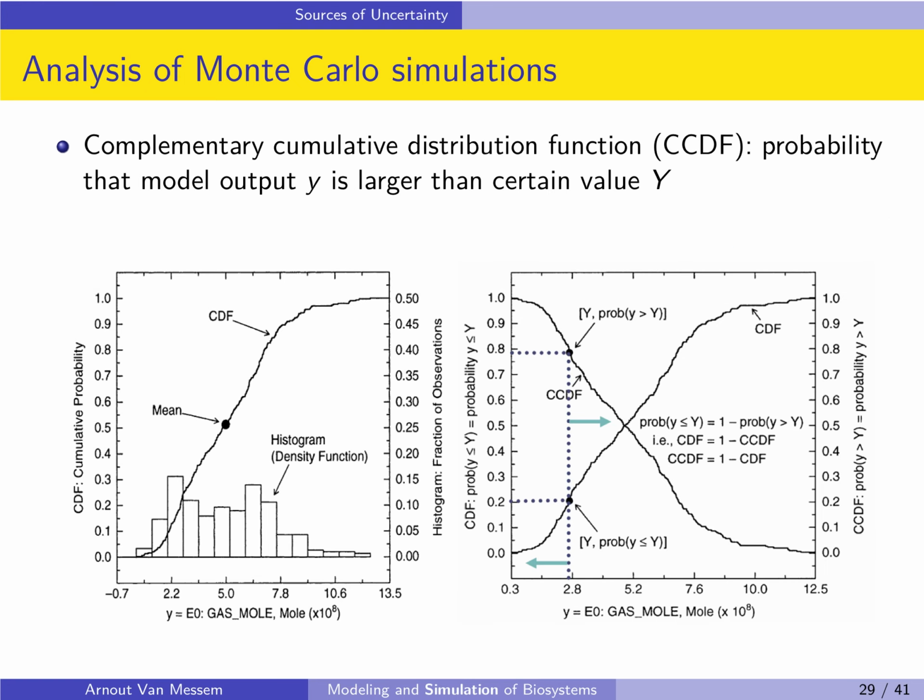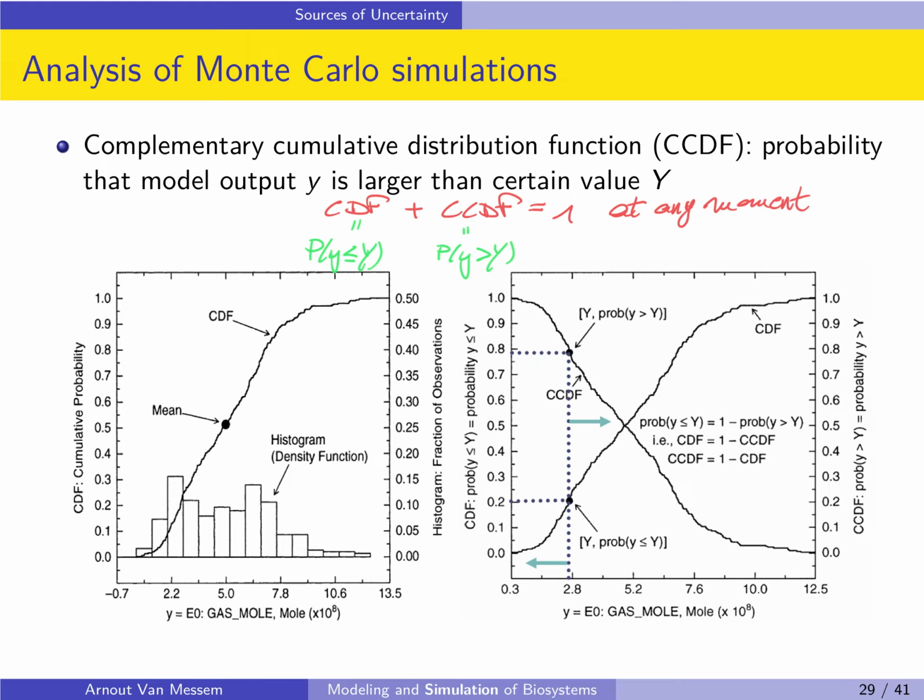And with the cumulative distribution function, we can also calculate the complementary cumulative distribution function, the CCDF. The CCDF is the probability that the model output y is larger than a certain value y. So from the definition, it follows that the CDF plus the CCDF is always equal to 1. So again, the CDF is the probability that y is smaller or equal than capital Y. The CCDF is the probability that it is larger than y. And so if we add those two probabilities, then basically we are considering every possible outcome for y. So the probability for this is 1.